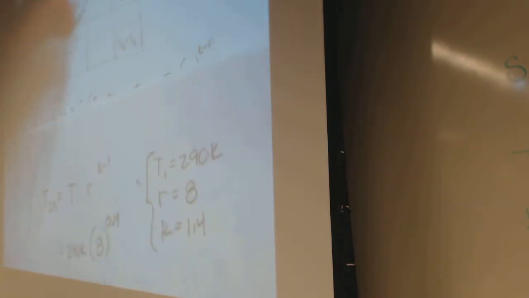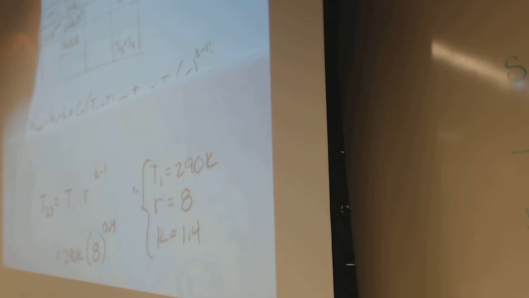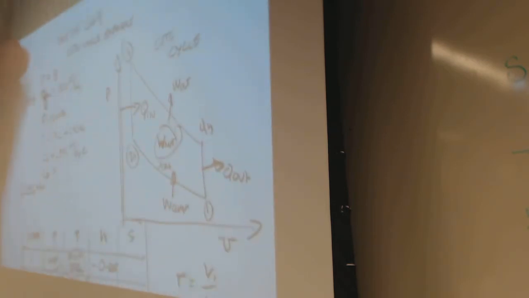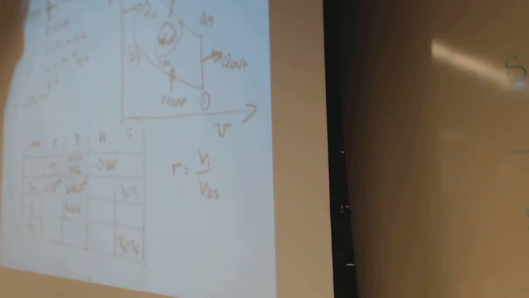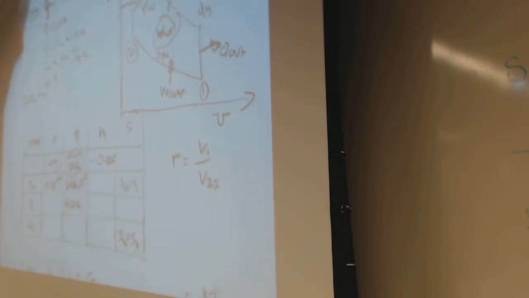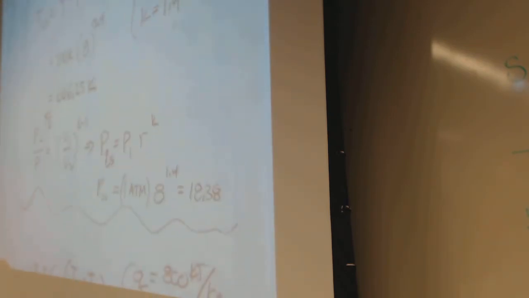So now we got 1602 Kelvin, and now I want to know, I'm going to take this back down and re-expand it. I need to find the new temperature. How am I going to do that? Same thing as we did before, except there's an inverted formula. So it's T4S equals T3 times 1 over R to the K minus 1.